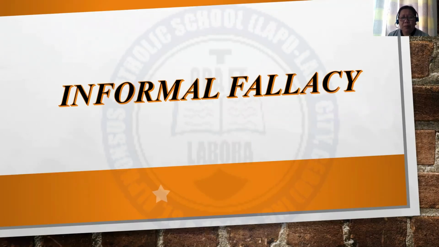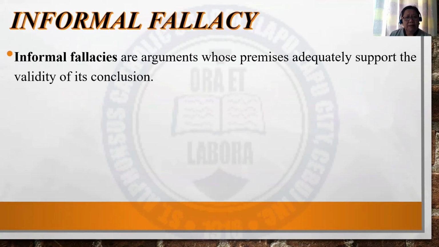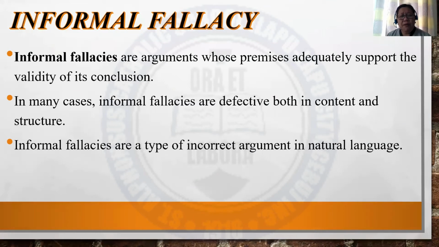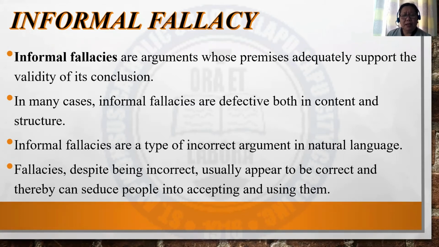Let us have now the informal fallacy. So let us have the definition. Informal fallacies are arguments whose premises do not adequately support the validity of their conclusion. In many cases, informal fallacies are defective both in content and structure. Informal fallacies are a type of incorrect argument in natural language. Fallacies, despite being incorrect, usually appear to be correct and thereby can seduce people into accepting and using them.